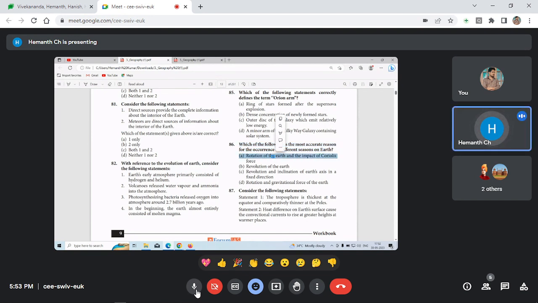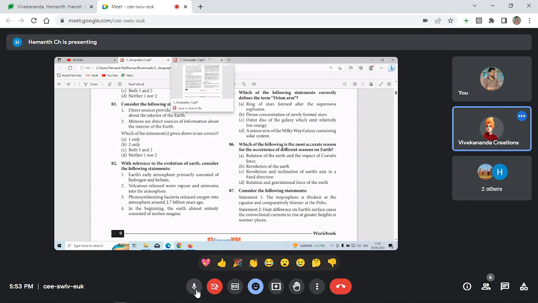Rotation of Earth on its axis and its impact of Coriolis force, revolution of the Earth, inclination of the Earth in a fixed direction, rotation and gravitational force of the Earth. 86. ఏమన్నా?